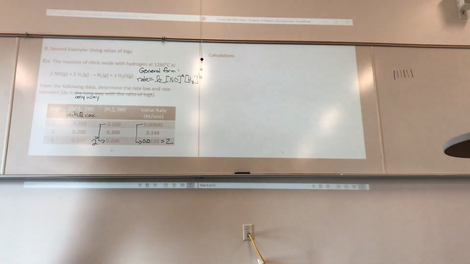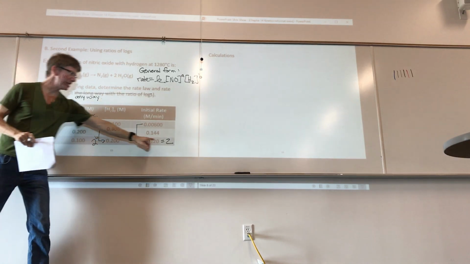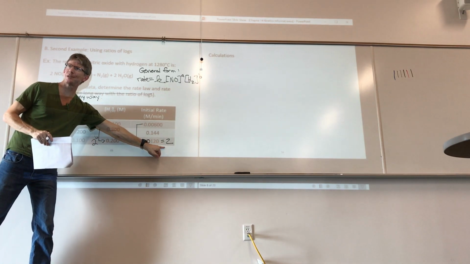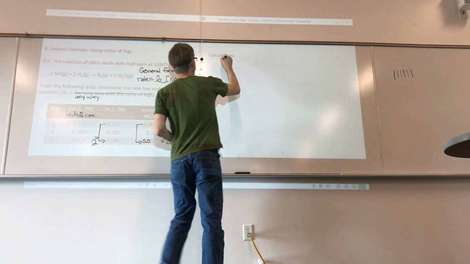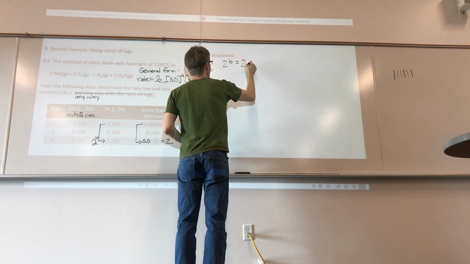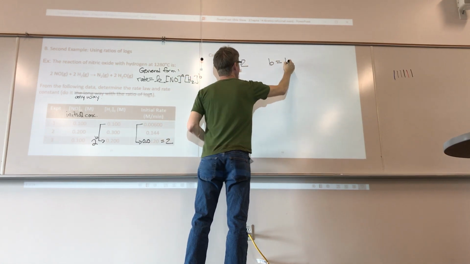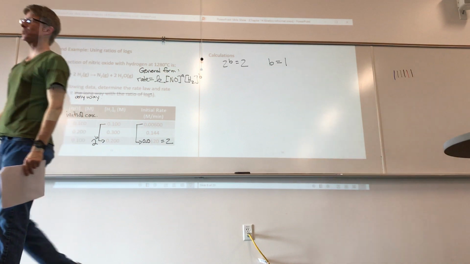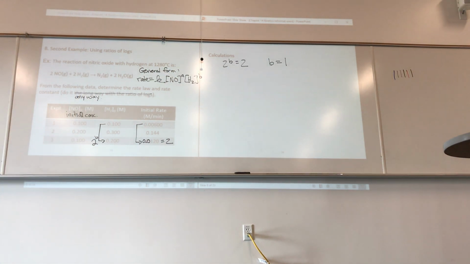This is the shortcut method which says 2 to the B equals 2. Let's solve for B. B has to equal 1. That exponent is 1. Questions about that?